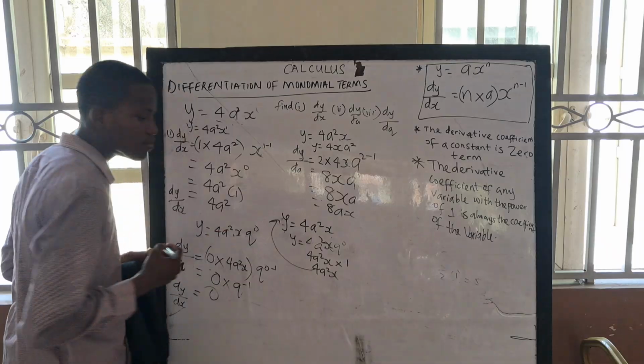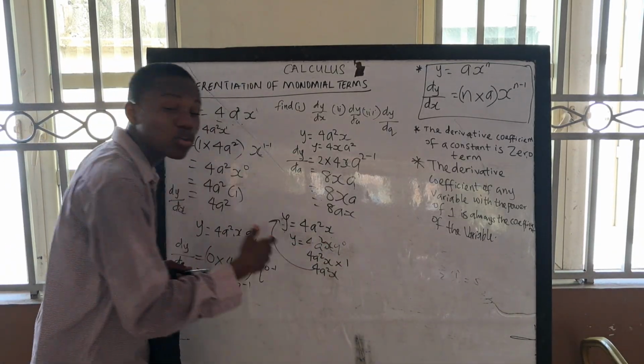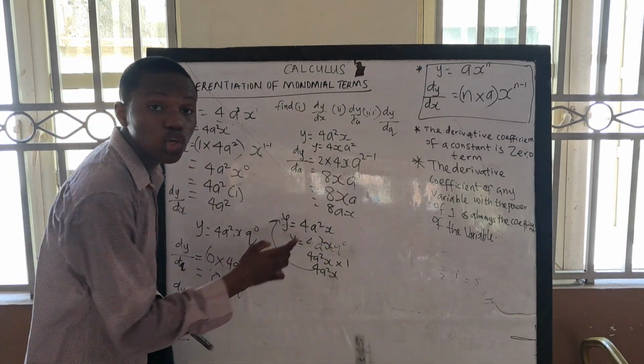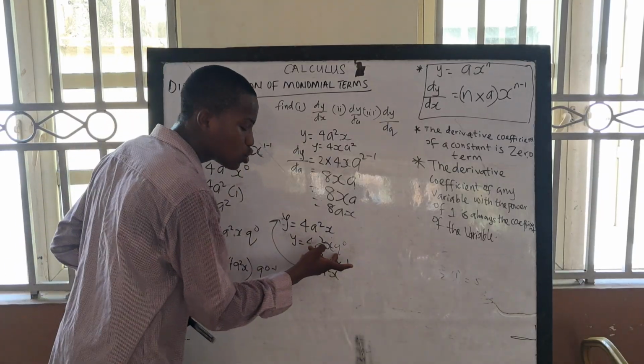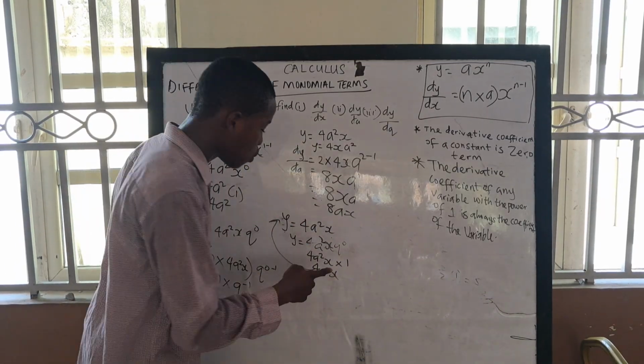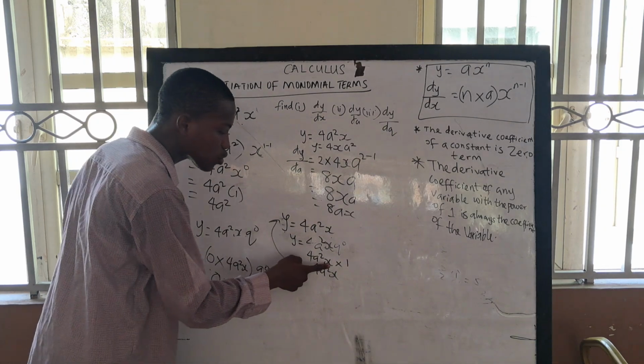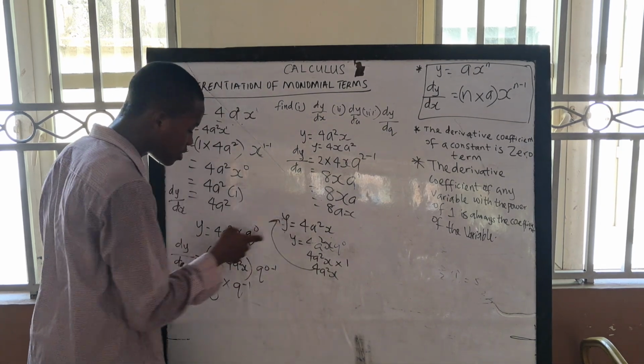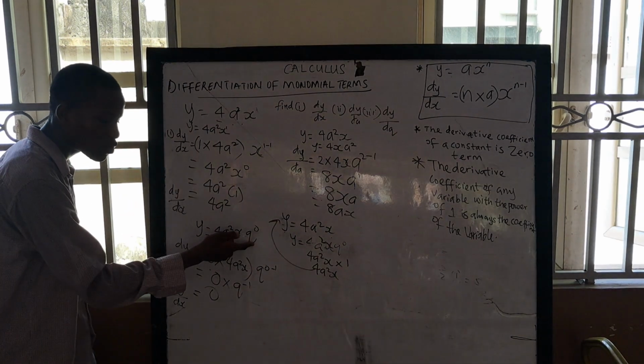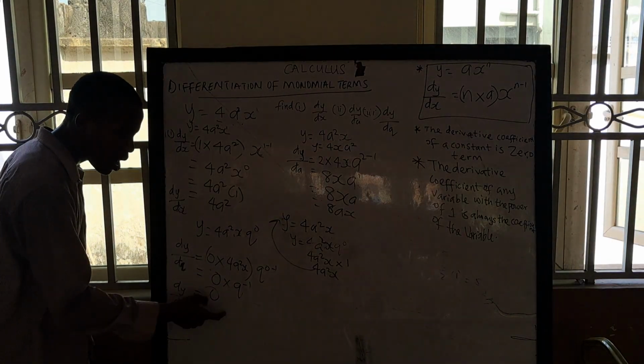It's still the same thing. This q raised power 0 is because I want to differentiate this y with respect to q. So I just include q raised power 0, and I know that q raised power 0 is what? 1, which I have here. So I'm having 4a squared x times 1, that's 4a squared x, which is the same thing here. Then I differentiated it with respect to q, that's 0 times 0 of this. At the end of the day, I'm obtaining 0.